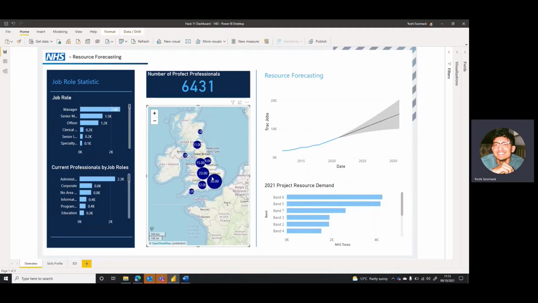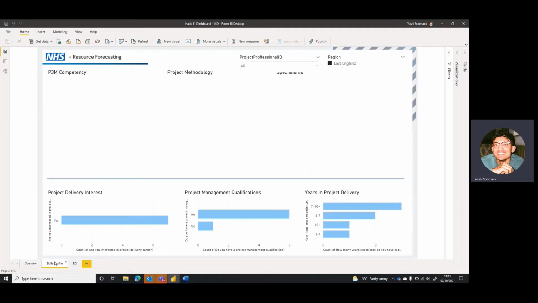We implemented a skills forecast which predicted NHS project recruitment strategy using confidence levels for certainty. So we managed to predict the project resource demand from 2020 all the way through 2030. We looked at 2021 project resource demand, which was basically split by band and location. This was taken from the NHS job search site.